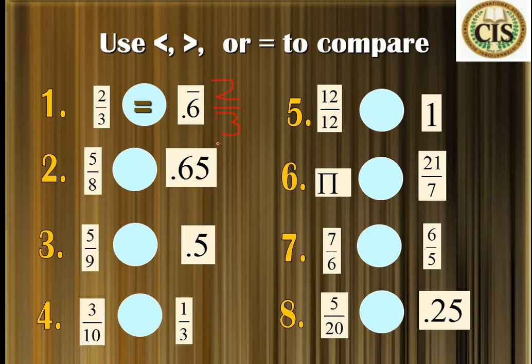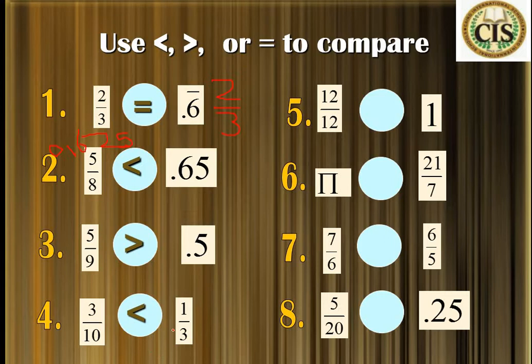Therefore it will be equal. 5 over 8 and 0.65: 0.65, and 5 over 8, convert 5 over 8 into decimal, it will be 0.625, and 0.65 is bigger than 0.62. 5 over 9 and 0.5, convert into decimal, it will be bigger than 0.5, and so on.